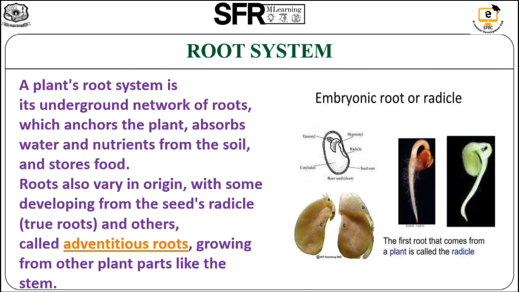It absorbs water and nutrients from the soil, and it also stores food in some plants. Roots vary in origin, with some developing from the seed's radicle, those are the true roots, and others developed from parts other than the radicle are called adventitious roots. These adventitious roots we can see in the sugarcane. From the lower part of the stem you can see the roots developing.